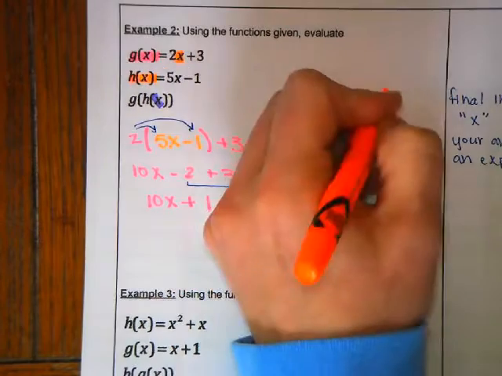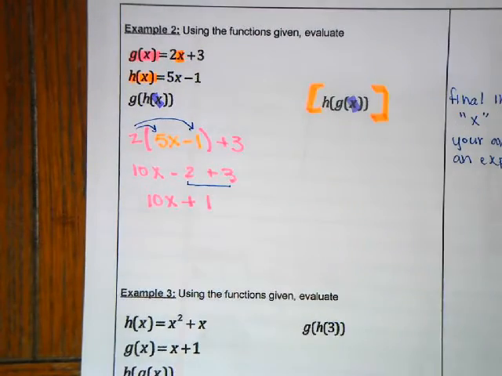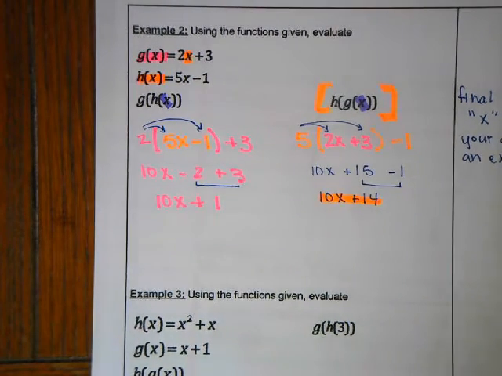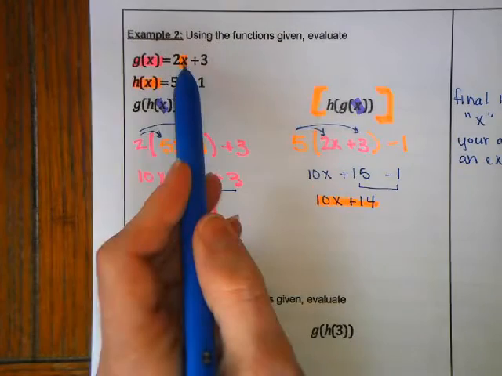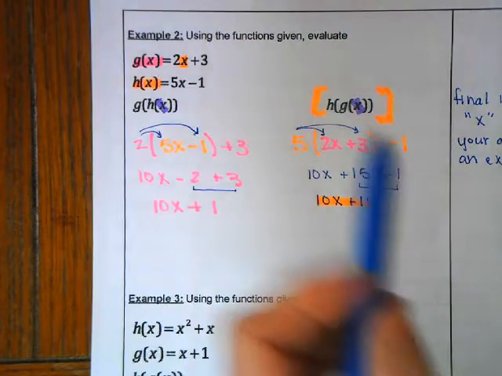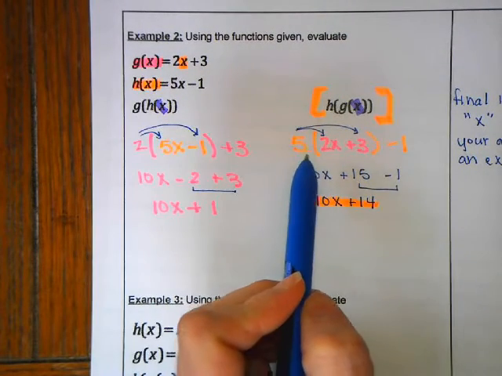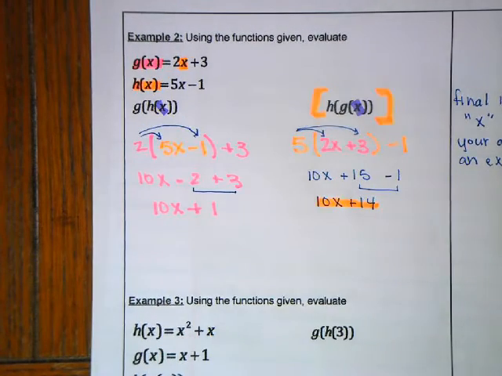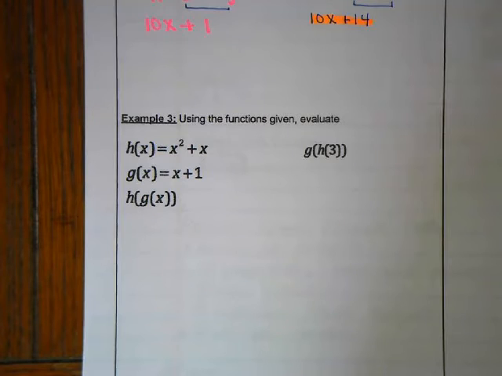All right, now you try problem number 2. Be back in a flash with the answer. All right, answer to the next one. Took my g function, 2x plus 3, plugged it in for x of my h function. So 5 times 2x plus 3, minus 1. Final answer, 10x plus 14.